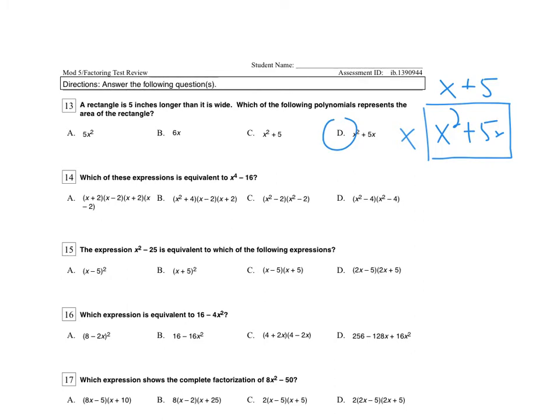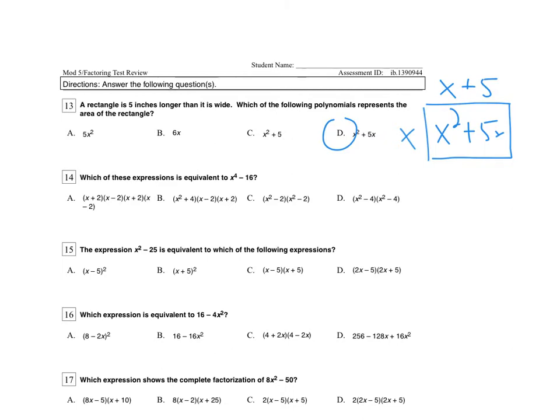14. Which of these expressions is equivalent to x to the 4th minus 16? So this one is a good question. It's a little more advanced, seeing if we can complete the factorization. So first thing, is there a GCF? No. No number in common, no variable in common, no GCF.